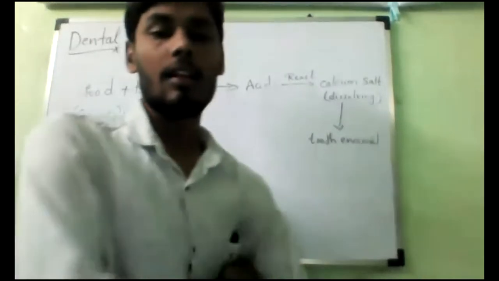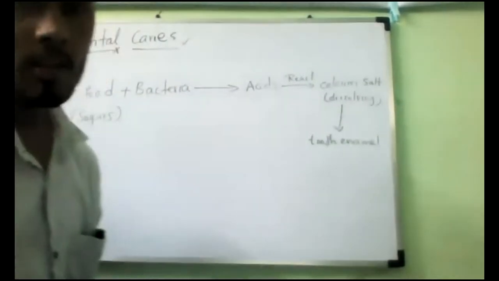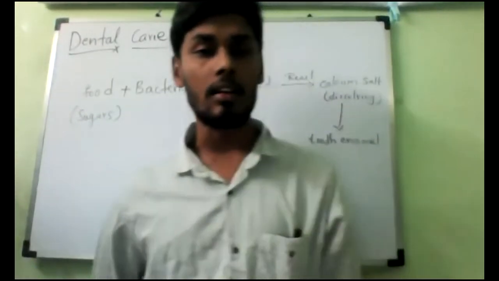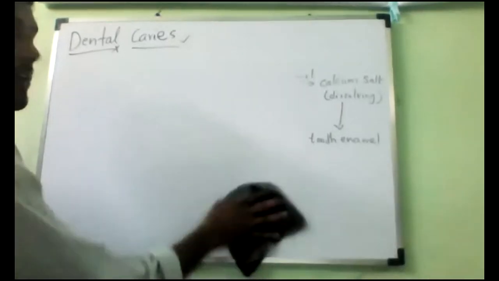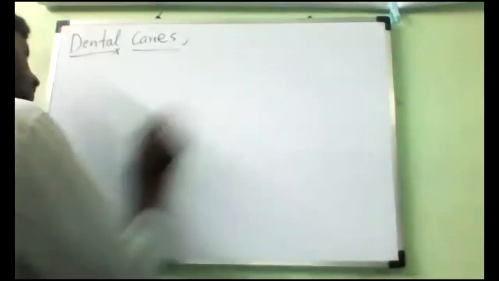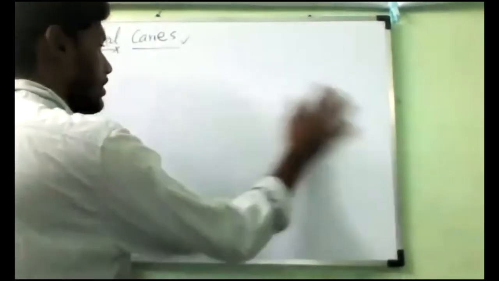If the teeth are not cleaned regularly, they become covered with a sticky, yellowish layer of food particles and bacteria cells. That is what we should call dental plaque.